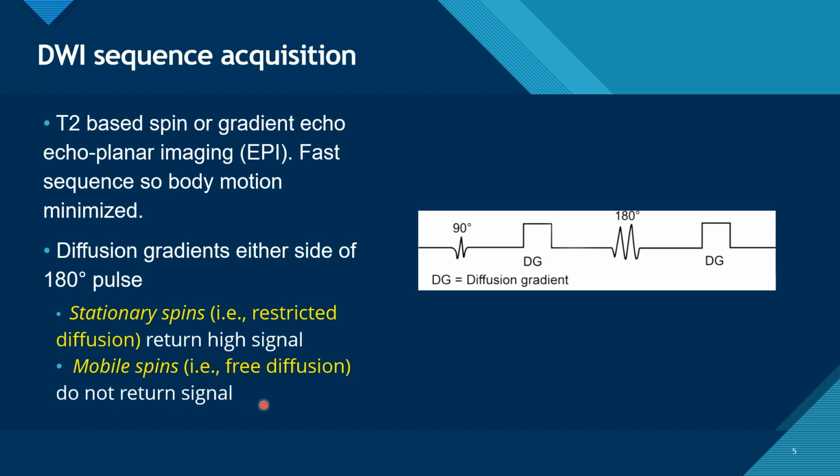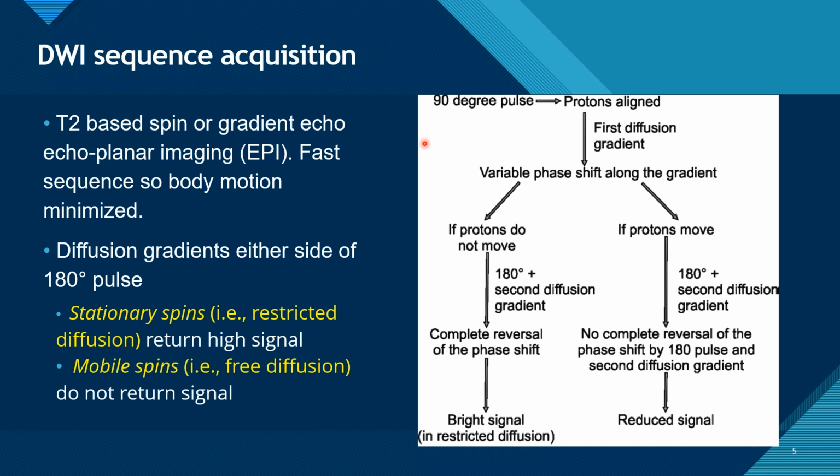So let's have a look at what happens during the diffusion-weighted sequence. First, we give a 90-degree pulse, which aligns the protons, and then we apply our first diffusion gradient. The phase shift will depend on whether the protons are moving or not moving. If protons are moving, we give our 90-degree pulse followed by our diffusion gradient, and protons will start to dephase immediately because they are moving.